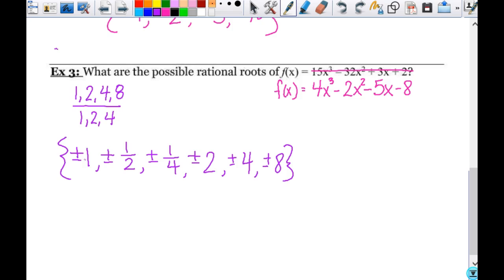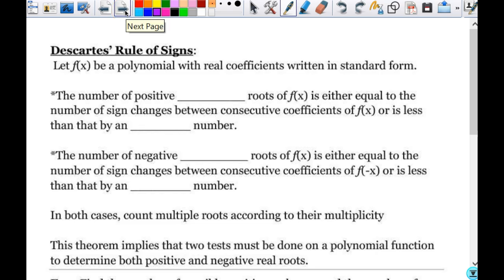Questions? Awesome. All right. Now let's look at Descartes' rule of signs. Okay, so it says let f of x be a polynomial with real coefficients written in standard form. I didn't put that nastiness back on there again. It means basically the same thing. Right, so then when we're looking for the number of positive real roots, remember this is real, not rational, real roots of f of x is either, because you've got some options here, either equal to the number of sign changes between consecutive coefficients or is less than that by an even number.